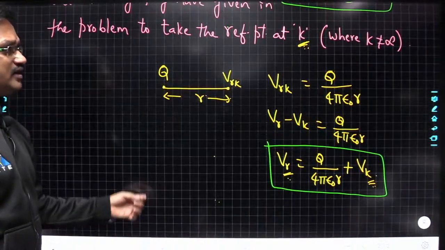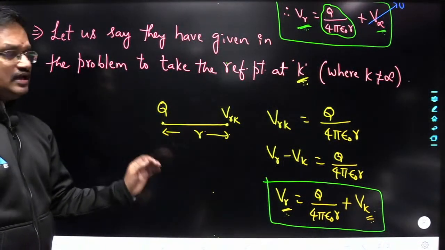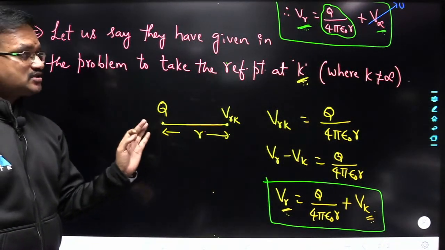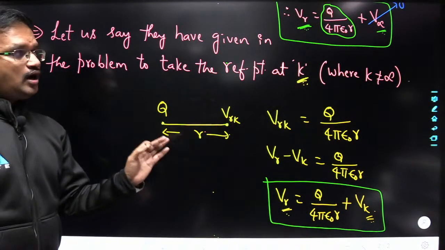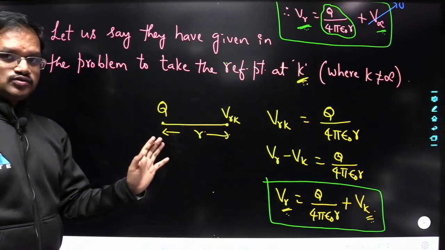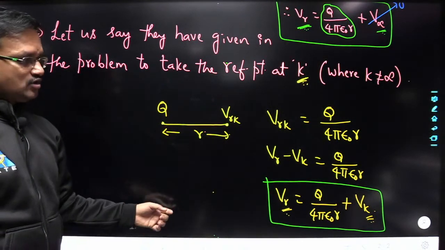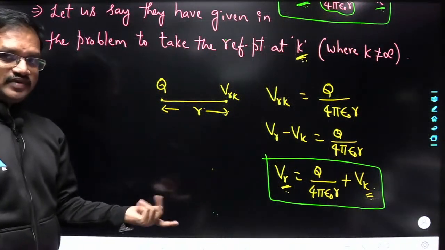In general, if they are not considering the reference point at infinity, then they must mention the reference point. Or they have to at least tell you not to take the reference point as infinity, so that you take a reference point other than infinity. They have to mention it like that. If nothing is mentioned, that is meaningless.